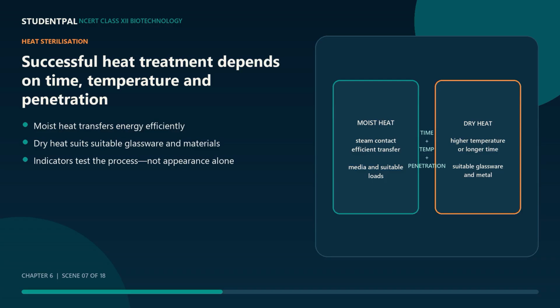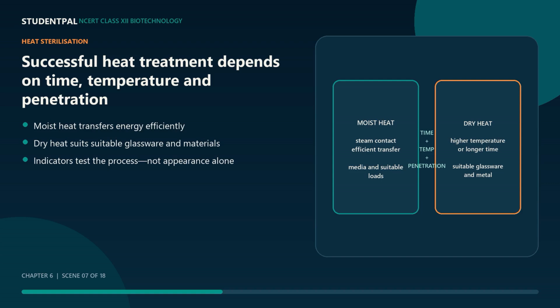The pressure enables the higher temperature. The lethal action comes mainly from heat and efficient steam contact, which damages proteins and cellular structures. Dry heat transfers energy less efficiently and usually requires higher temperature or longer exposure, but it is useful for suitable glassware, metal, or materials incompatible with moisture.